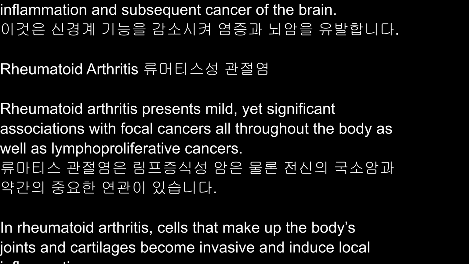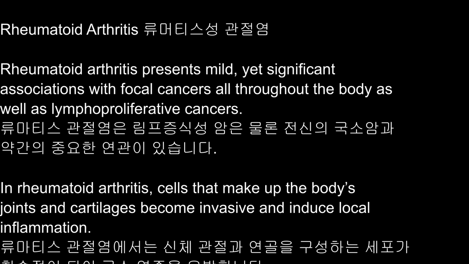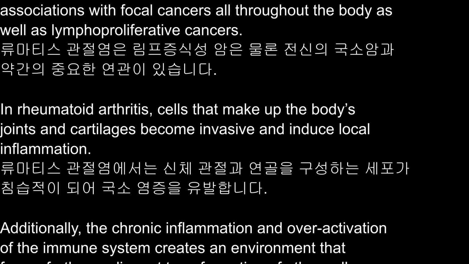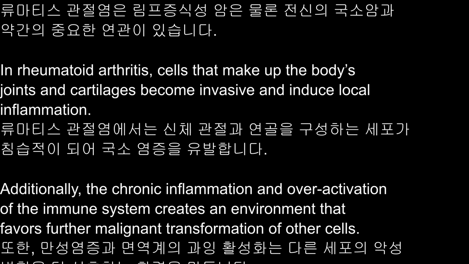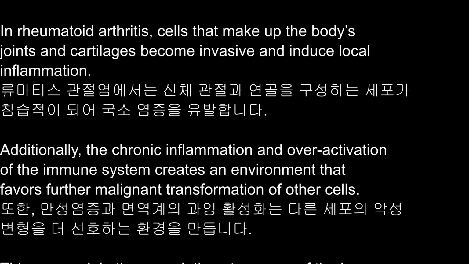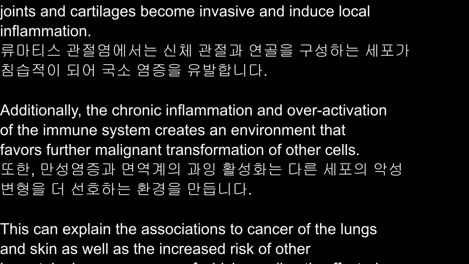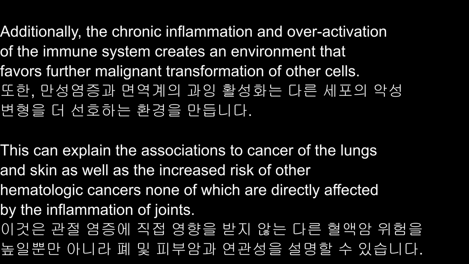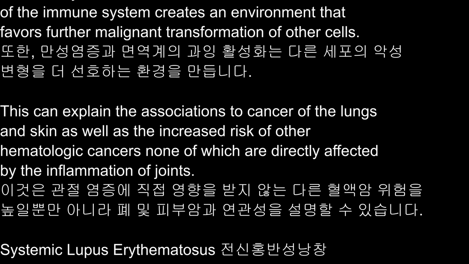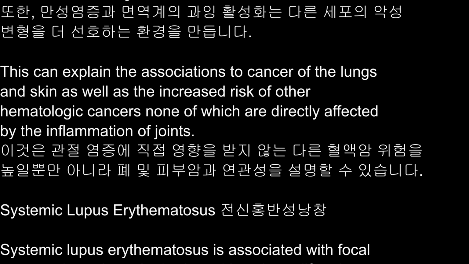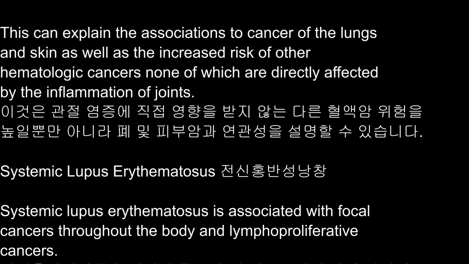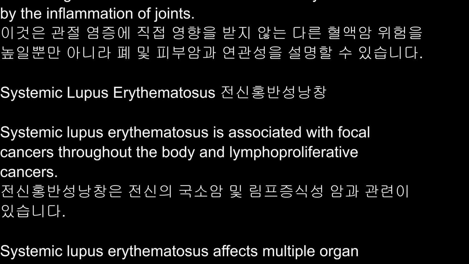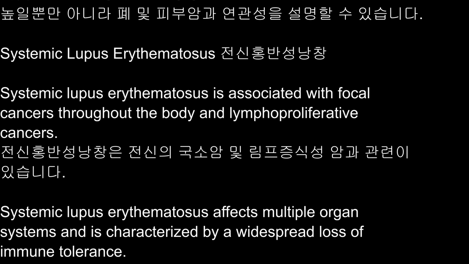Rheumatoid arthritis. Rheumatoid arthritis presents mild, yet significant associations with focal cancers all throughout the body as well as lymphoproliferative cancers. In rheumatoid arthritis, cells that make up the body's joints and cartilages become invasive and induce local inflammation. Additionally, the chronic inflammation and overactivation of the immune system creates an environment that favors further malignant transformation of other cells. This can explain the associations to cancer of the lungs and skin as well as the increased risk of other hematologic cancers, none of which are directly affected by the inflammation of joints.